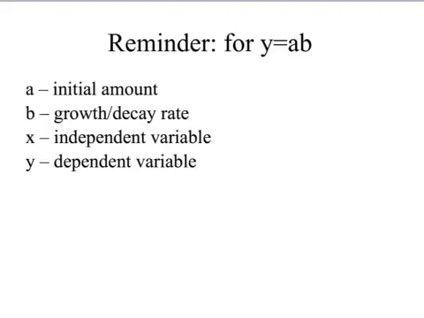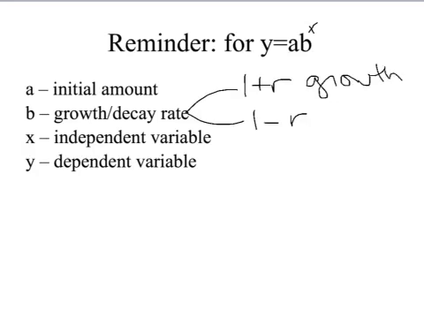As a reminder, for y equals a b to the x, a is the initial amount, b is the growth or decay rate, x is the independent variable, and y is the dependent variable. For the growth and decay rate, something you really need to know though, typically it's 1 plus r for growth, and 1 minus r for decay. And the r needs to be written as a decimal.